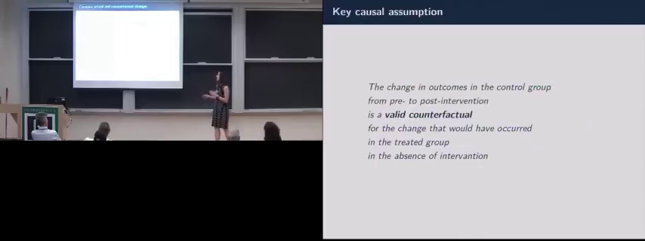So this design is really popular, it's really useful, and it relies super crucially on this very strong assumption, as all causal inference problems do, right? We rely on strong assumptions, especially in the absence of randomization. So our assumption, and I'm stating it in this wordy way because I think it's super important to say this clearly, is that the change from pre to post intervention in the control group, the unaffected group, is a valid counterfactual for the change that would have occurred in the treated group had they not gotten the intervention.